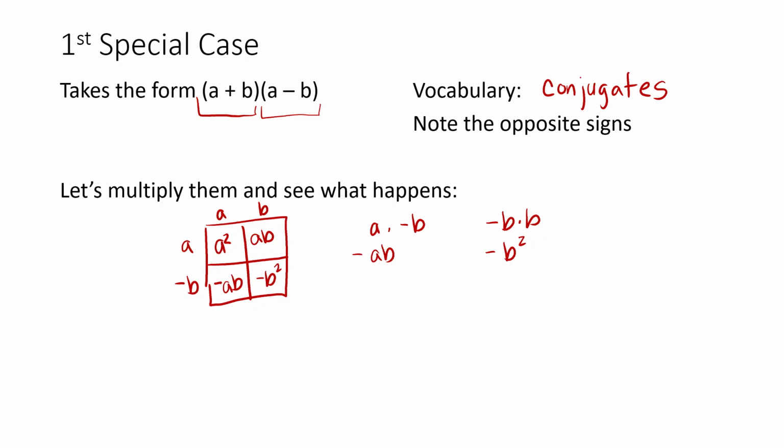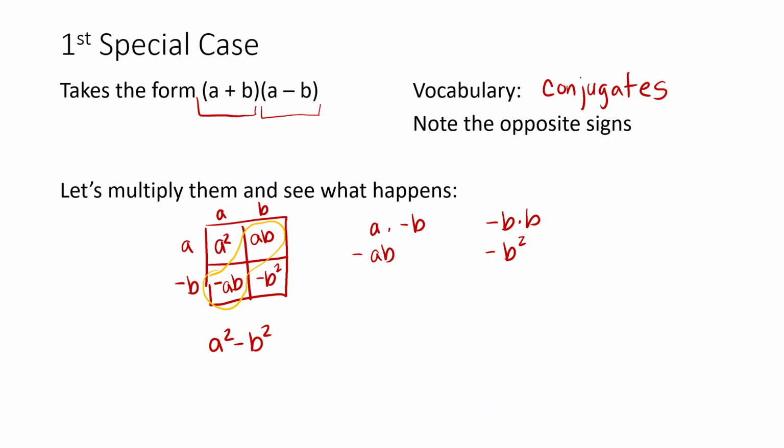And if you look at what normally we'd call our x terms here, you'll notice that we have opposites. So we have negative ab and positive ab. So negative ab plus ab is 0. So whatever is in that position ends up canceling out, and we're left with simply a squared minus b squared.